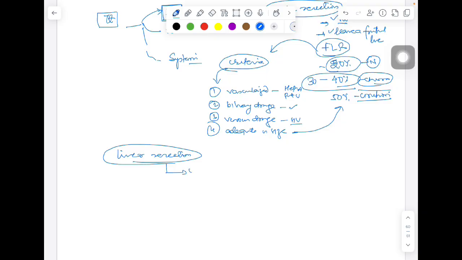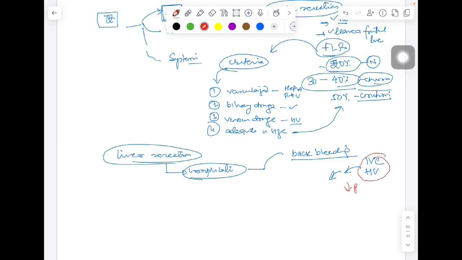So now complications. Whenever we are doing surgery, the complications for liver surgery are slightly different. One is back bleeding. Back bleeding means we cut the liver, and the IVC and hepatic vein ooze out from the liver. To prevent this, you reduce the pressure of the IVC and hepatic vein to 0 to 2 mmHg, so it will not push any back bleeding. Okay, so that's one complication, back bleeding.